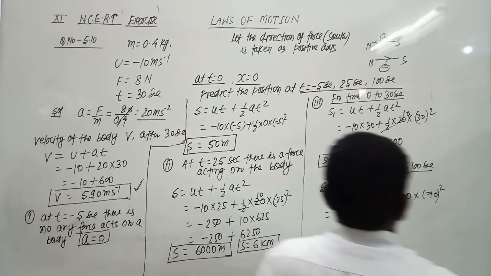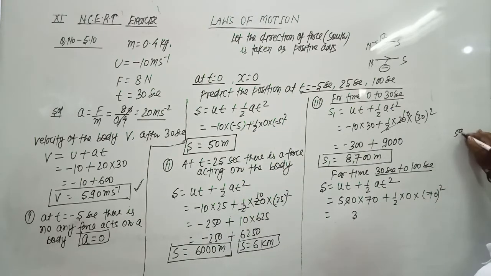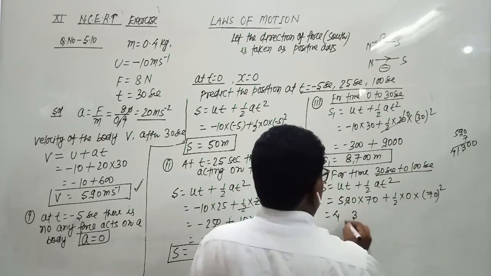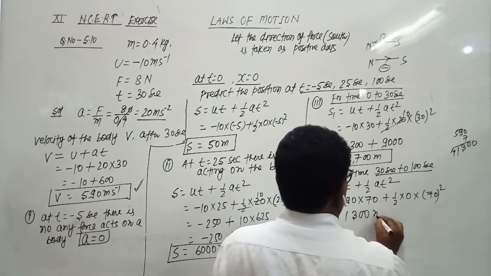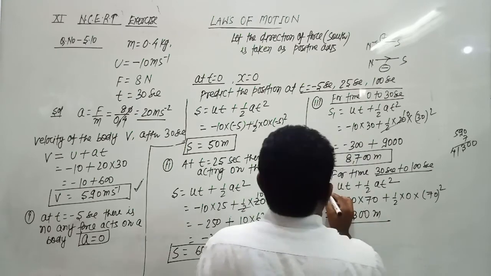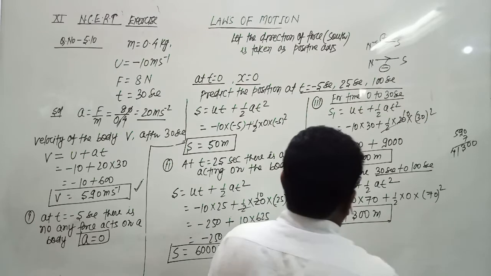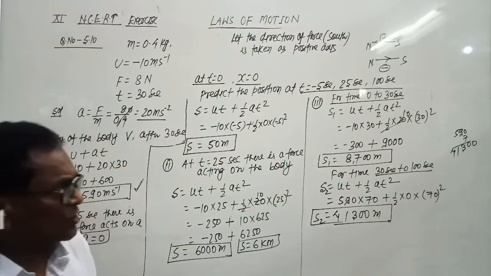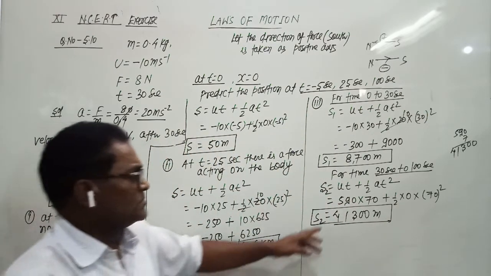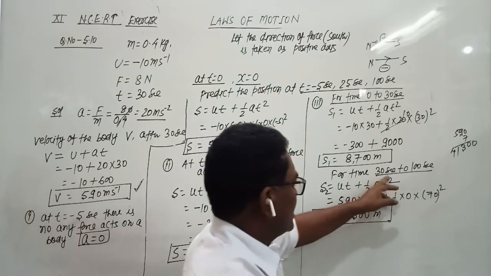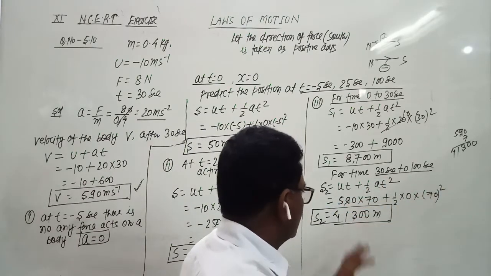590 into 70, 41300. 41300 meter. So this is the distance covered S2. Distance S2 equals to 41300 meter. Means from 30 second to 100 second, the distance covered.